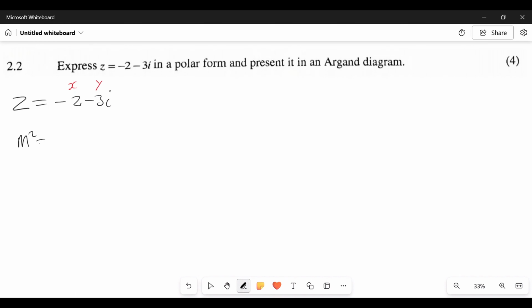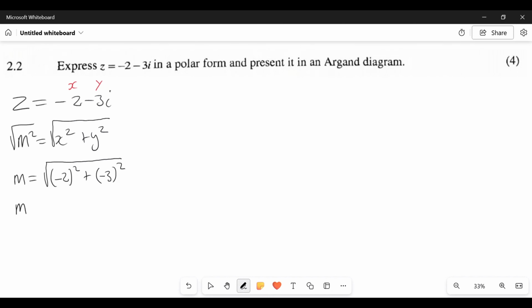Modulus squared is the same as x squared plus y squared. Now you square root both sides here, and then you're going to have the modulus. And then instead of writing x squared, we're going to write negative 2 squared. You guys see? Plus y squared, and instead of writing y squared, we're going to write negative 3 squared. You put this on your calculator, this is going to give you root 13. There we go. Now this is your modulus, guys.